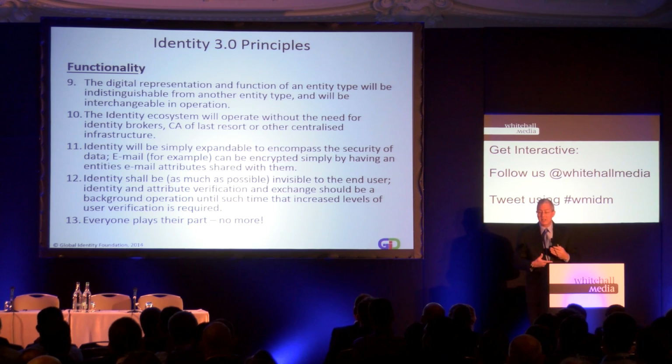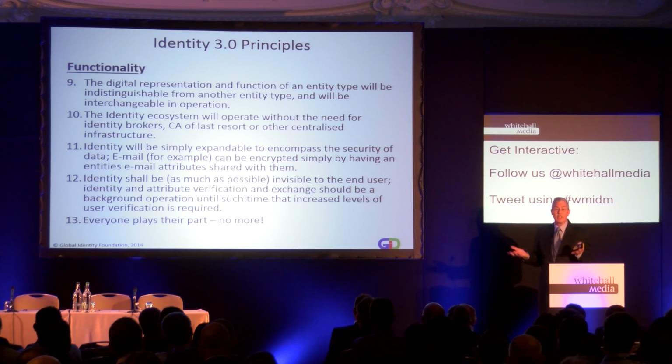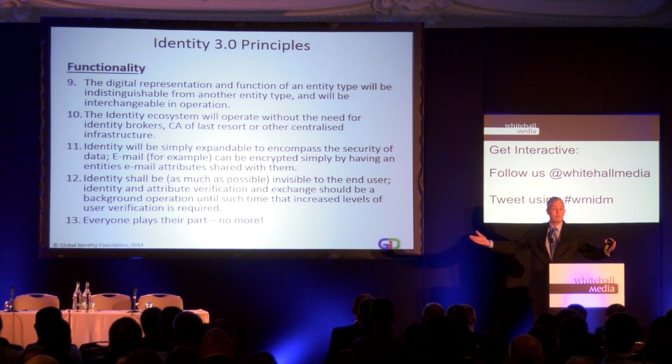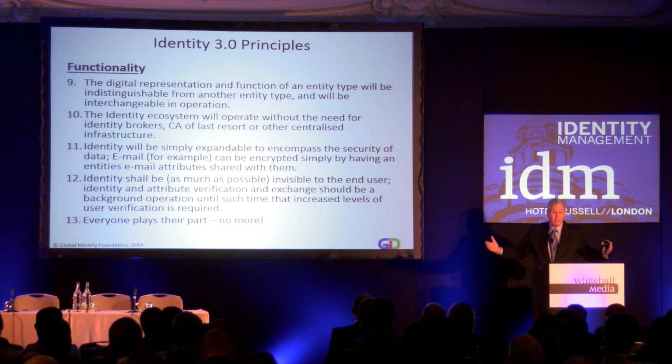Identity ecosystems must operate without the need for an identity broker, without the need of a CA of last resort, without any other centralized infrastructure. Because otherwise you won't solve that problem. Because if you say to the Chinese, you have to operate with the US infrastructure or vice versa, guess what? It ain't going to happen.